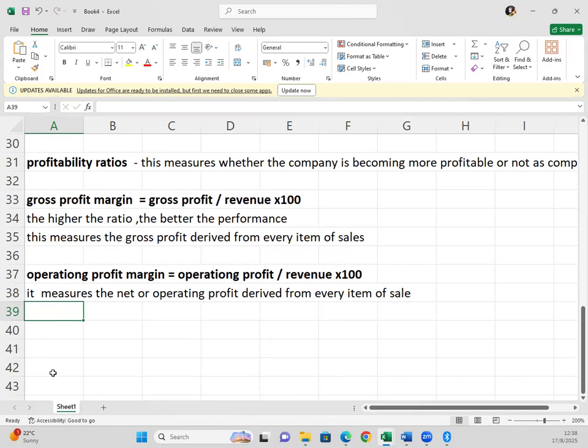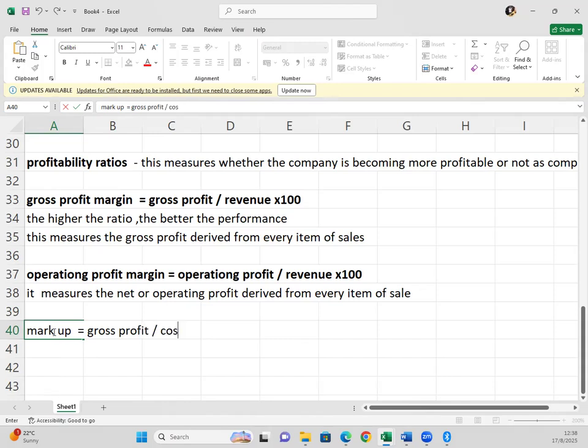Now let's move on. We also have the markup. So we have the markup. That's the gross profit over cost of sales times 100.